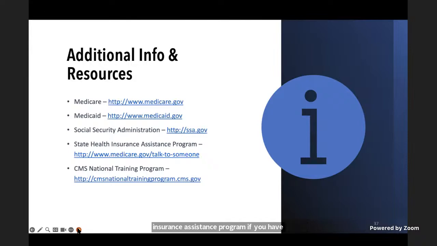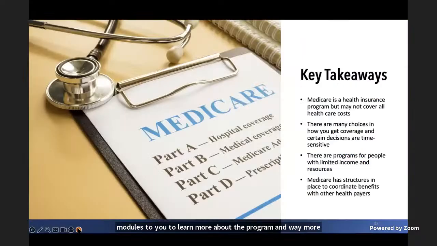And then if this wasn't enough for you and you want to know so much more about Medicare, the Centers for Medicare and Medicaid Services has a program that they call the National Training Program. And for those of you that are service providers that are working with clients that have questions about Medicare, I would commend those modules to you to learn more about the program, and way more information about the ins and outs of it than we would ever have had time to cover today.